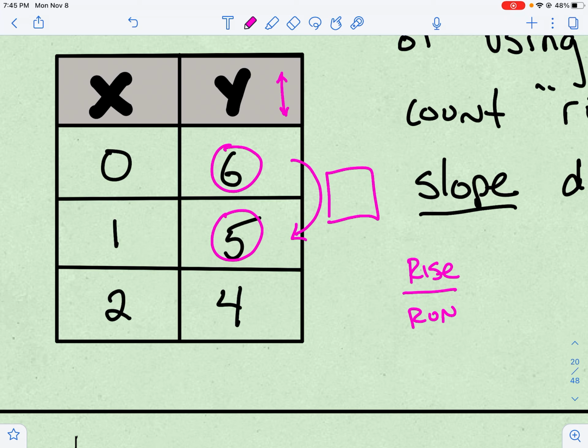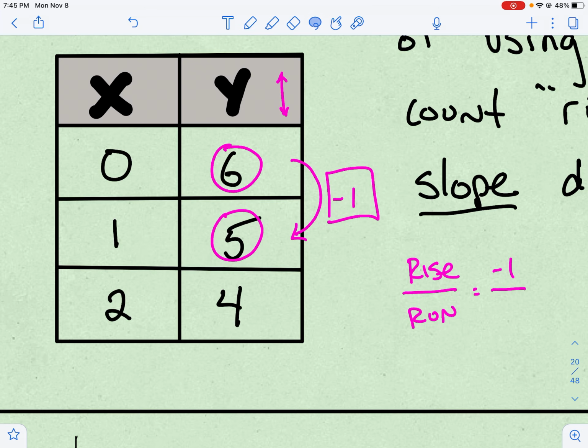In this case, 6 to 5 is a downward move, right? 6 down to 5. So I use a minus, and then you just put in how much it went down. In this case, 6 minus 5 is 1, so there we go. Now that is your rise. You just put that on the top.